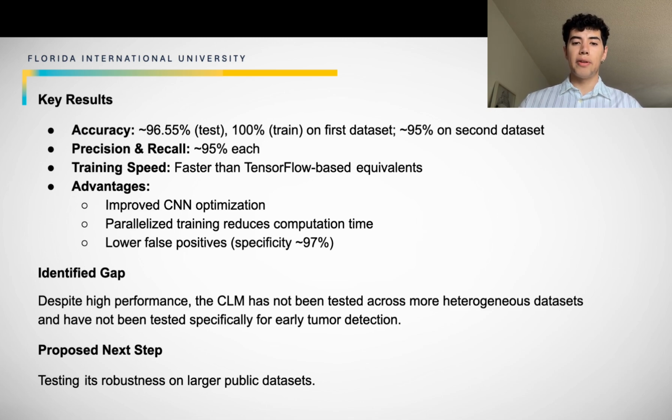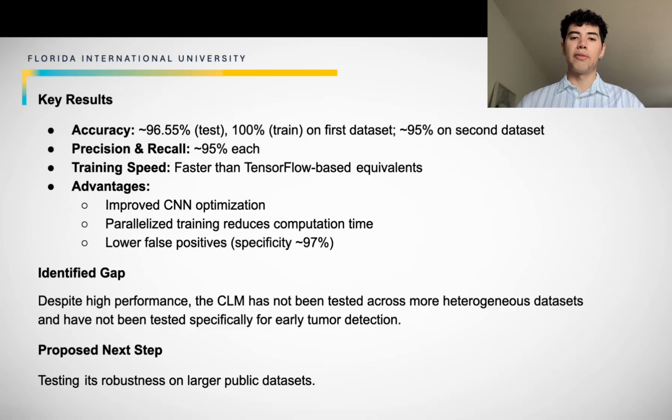Another key benefit was the faster training compared to the TensorFlow-based CNNs. This is because of the multi-threaded design that they used. And the specificity was around 97%, meaning few false positives.